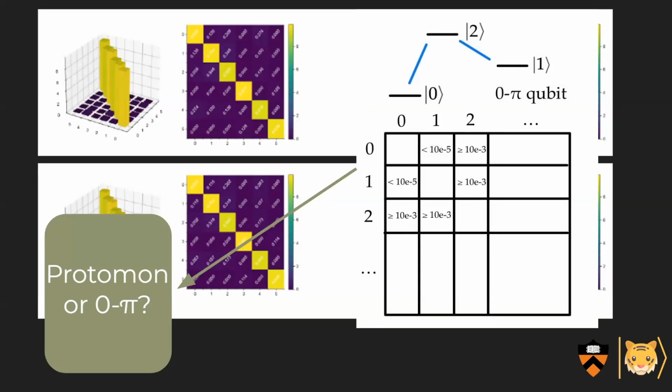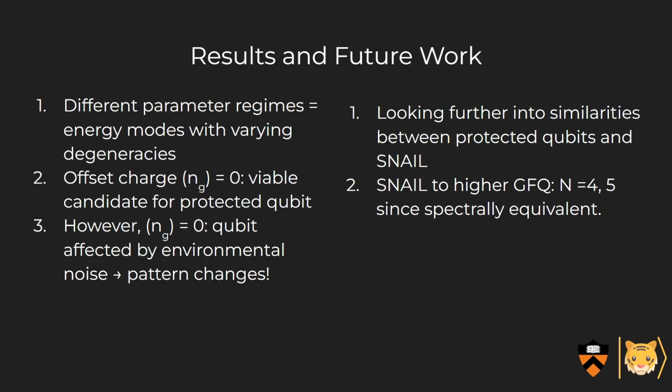There are some subtleties to this diagonal, because when we look at the 0-pi qubit, we see the more faint probabilities in the transition elements seem to match the 0-pi qubit more than before, certainly. I don't know if you can see this really well. This is really promising, because now we get to try different parameter regimes, which go into different energy modes with varying degeneracies.